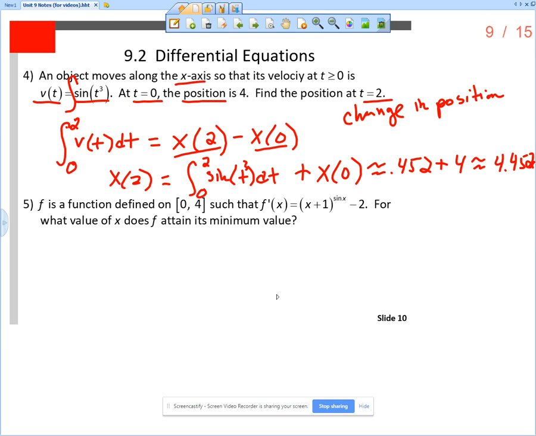F is a function defined on the closed interval 0 to 4, such that f prime of x is x plus 1 to the sine x minus 2. For what value of x does f attain its minimum value? So this is really kind of a difficult question. What we want to do is think about f prime, so we want to think about the sign analysis of f prime, but this is not one that you could possibly do by hand. This is a calculator question.